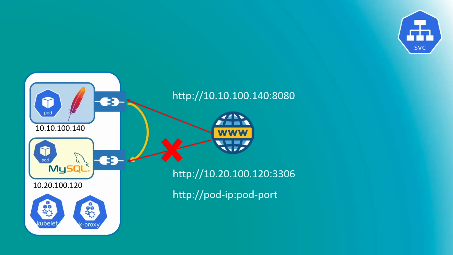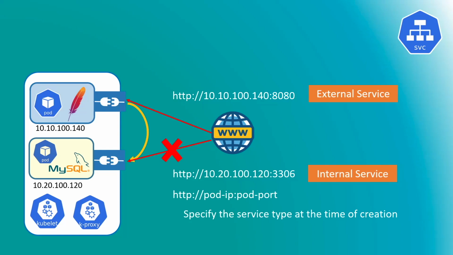That is why we have the concept of external services and internal services. If I define a service as an external service, I'll be able to expose the traffic to the internet. If I create an internal service, then my application will not be accessible by default from the internet. I must specify the service type at the time of creation. By default, the service type will be internal service.